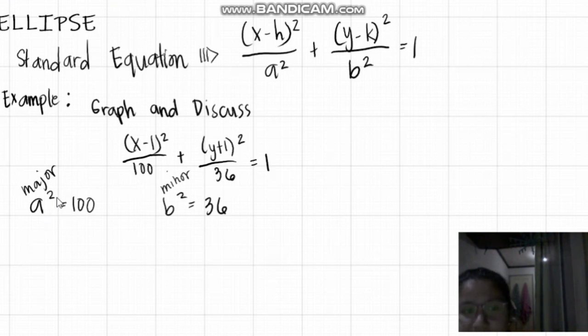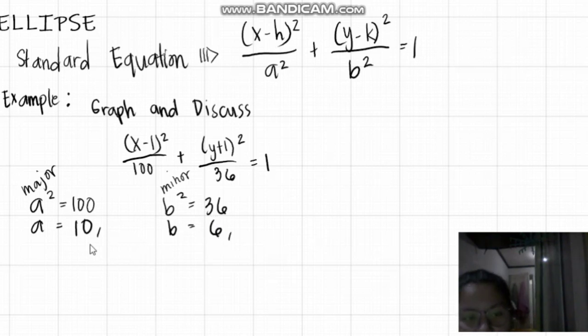Since it is A squared, how do we get A if A squared equals 100? That means we take the square root of 100 to get A. What is the square root of 100? 10. And then here for B, the square root of 36 is 6. So now we have A, which is 10, and B, which is 6.